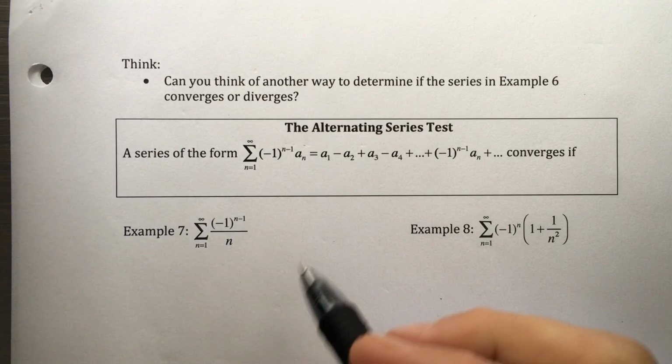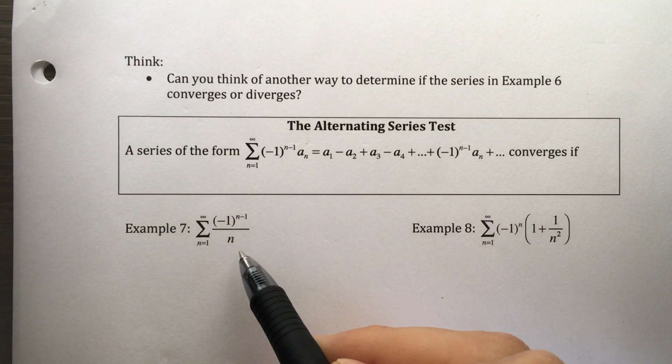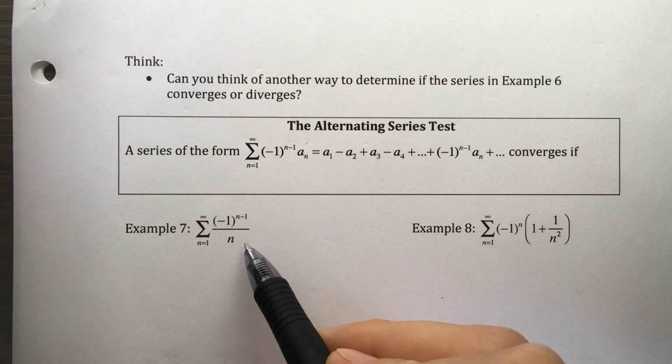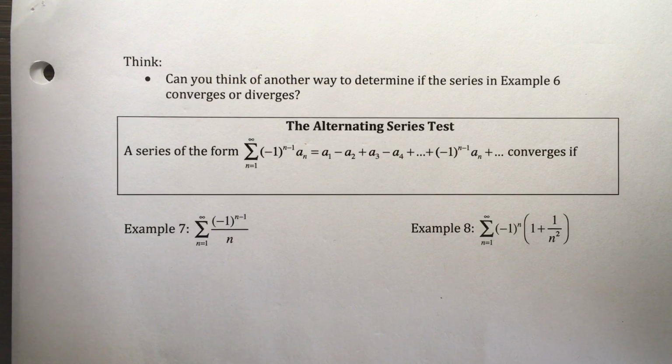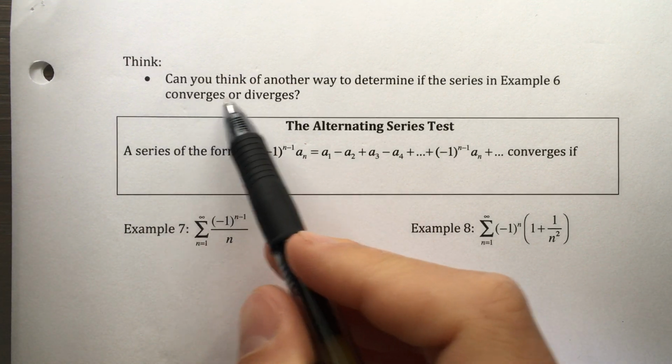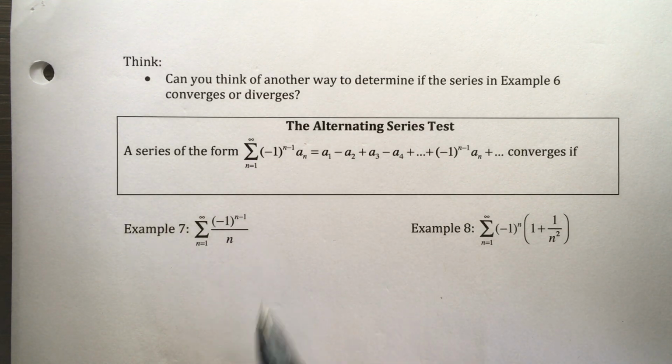So in the video on the ratio test, we had looked at this series right here, and the ratio test was inconclusive because the limit of successive terms of the sequence was equal to 1. Can we think of another way to determine if this series converges or diverges?